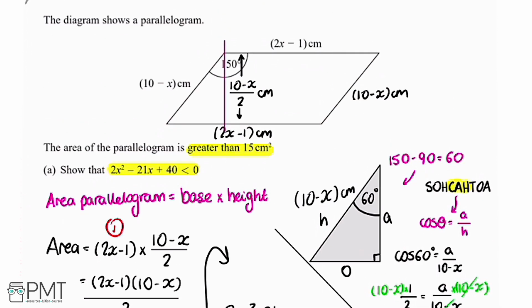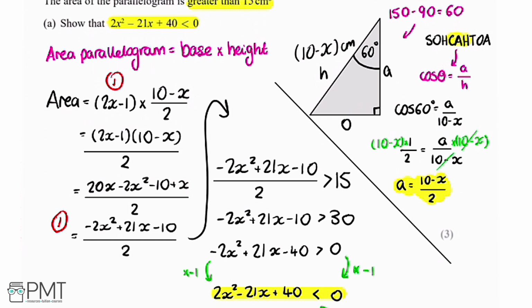So that is for going through this process and getting down to this, where we're starting to work out the area. The second mark is for a correct expansion of the brackets on the numerator. And the third mark is for getting down to the correct answer, going through this working and realising that we need to flip the sign and things like that.